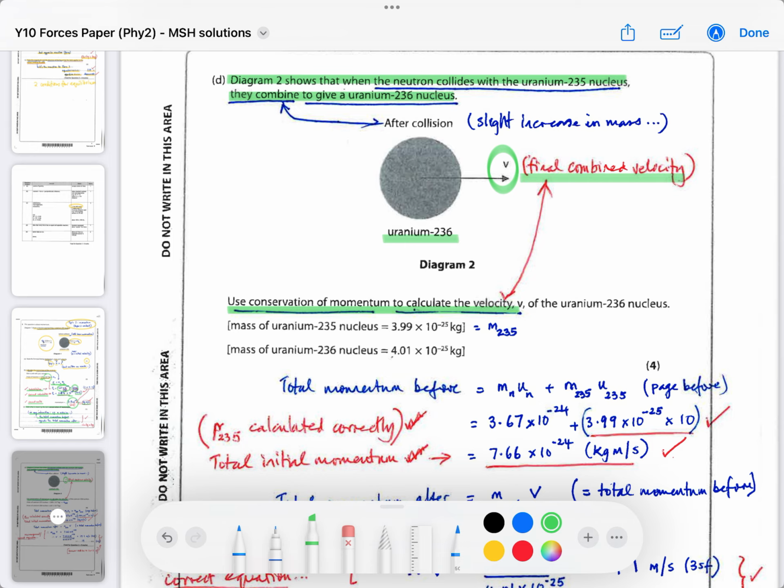Okay? They've given us the mass of the uranium nucleus before the collision, and then with the extra neutron added in, it goes up from 3.99 times 10 to the minus 25 kilograms to 4.01 times 10 to the minus 25 kilograms. So that's the mass of the 235 nucleus, and here is the mass of the 236 nucleus.